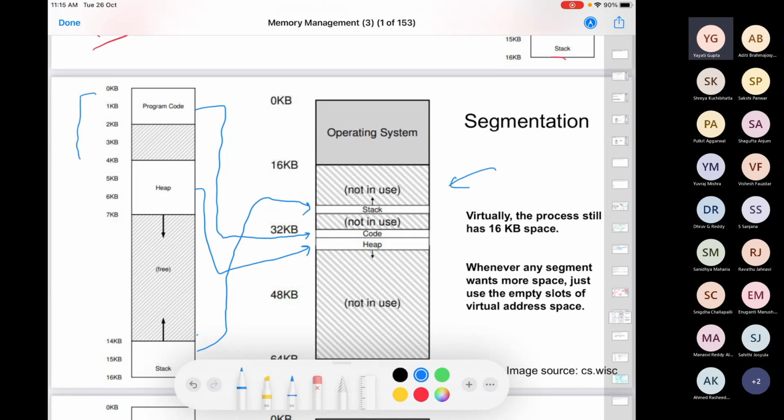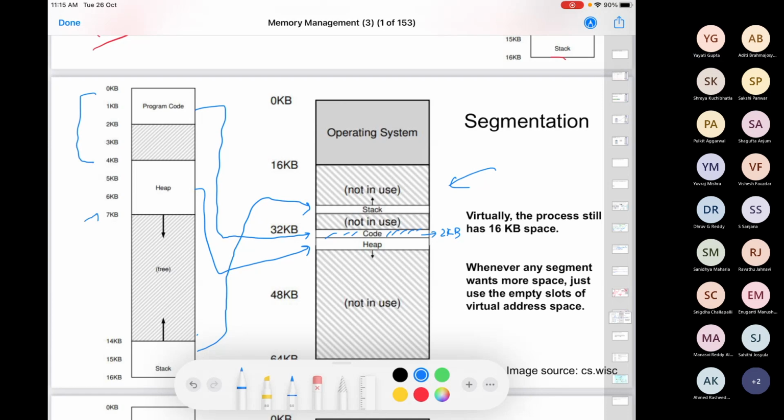So please note that still in the virtual address space, program code has 4 KB. So this code can actually grow and it can go up to 4 KB. But when you are allocating space to it in the physical memory here, to this code part, it is still only 2 KB here. It's not 4 KB. So your process has this illusion as of now that it has 4 KB of space for your heap or for your stack, but in physical memory it has less. Same for the heap and same for the stack.